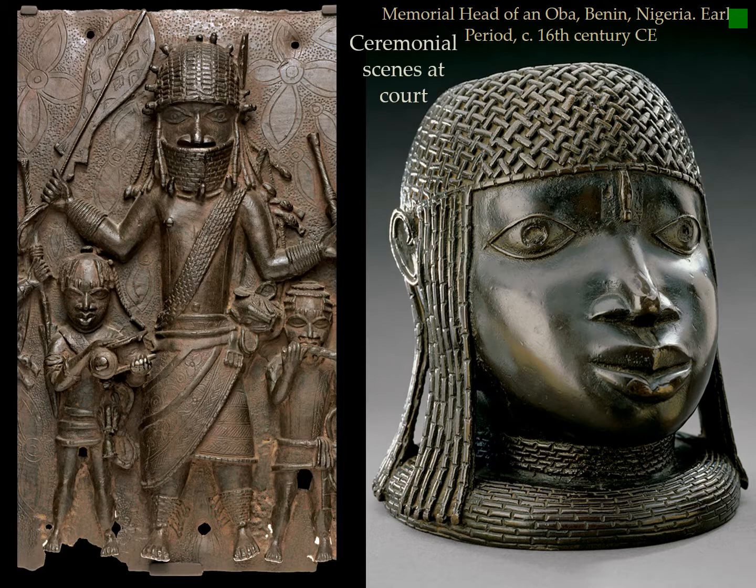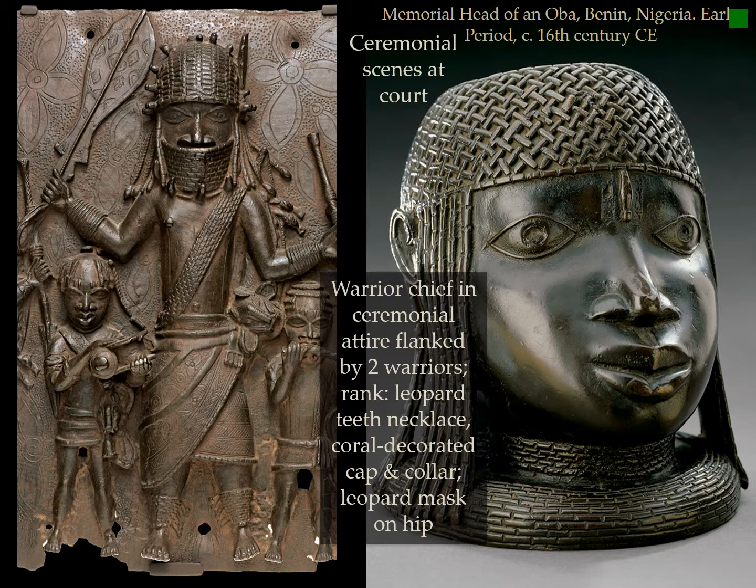The ceremonial scenes at court are actually going to be what is represented in these 900 plaques that are still carried out today in ceremonies in Benin. The warrior chief in these ceremonies is going to be attired and flanked by 2 warriors, his rank shown by the leopard tooth necklace and the coral decorated cap and collar that he wears.